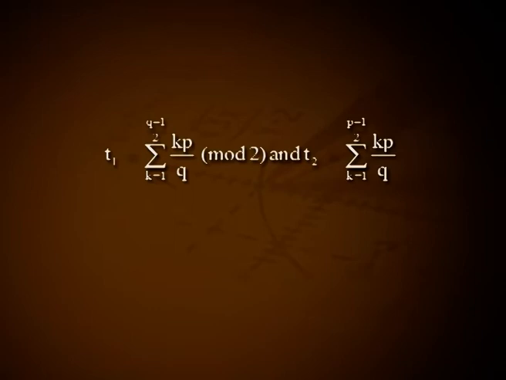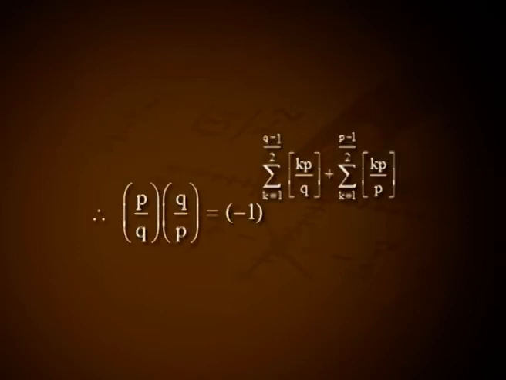But then t1 is equal to the sum over k = 1 to (q−1)/2 of floor(kp/q) mod 2 and t2 is equal to the sum over k = 1 to (p−1)/2 of floor(kq/p) mod 2 by lemma 1. Therefore, (p/q)(q/p) is equal to (−1) raised to the sum over k = 1 to (q−1)/2 of floor(kp/q) plus the sum over k = 1 to (p−1)/2 of floor(kq/p).